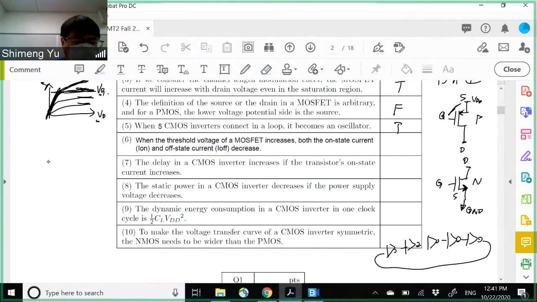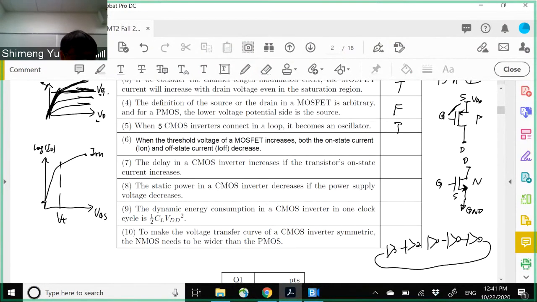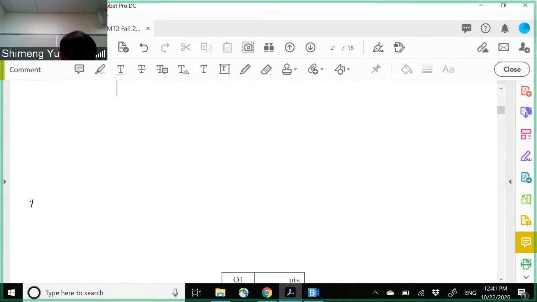So if you think about the log scale of the ID versus the VGS, this is to show the subthreshold loop. So we have something like this, and this is like the threshold voltage. And here we have the I on, and here we have the I off. So this is from lecture 10.